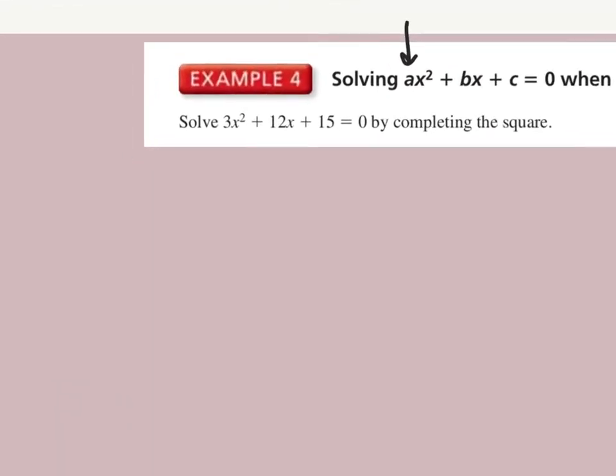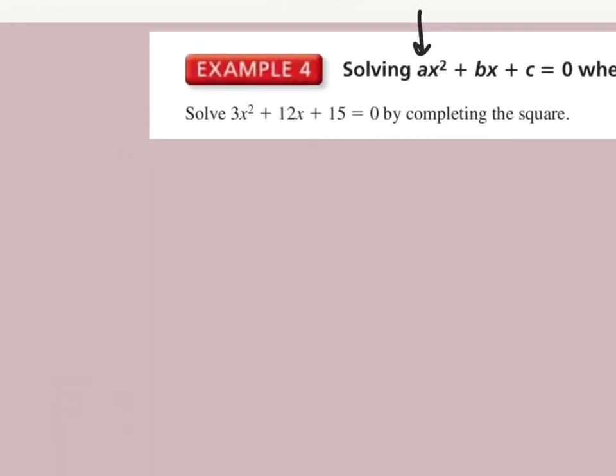So we do the same thing, but it just requires one extra step. We need to divide out our greatest common factor. Typically, our greatest common factor is going to be this a value. And we just look and see, is this a in common with all three of our numbers here? We can divide 12 by 3 and we can divide 15 by 3, so yes. So we're going to take out a 3.